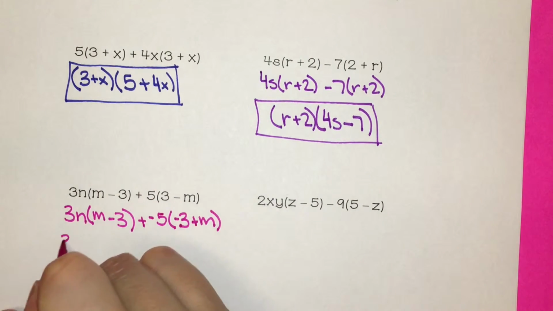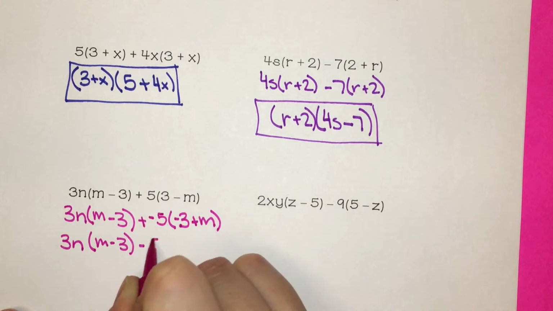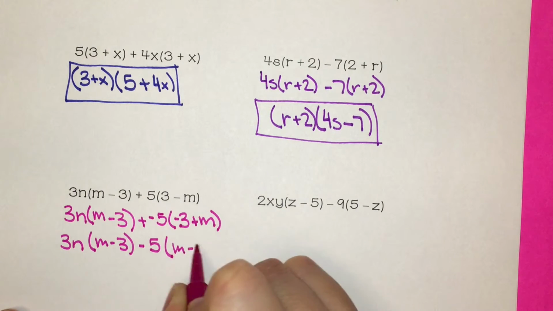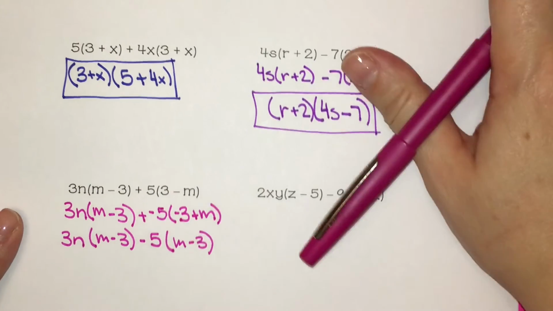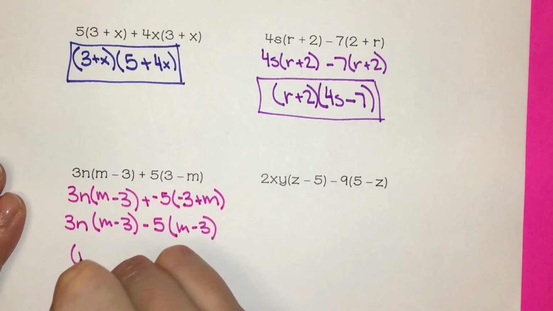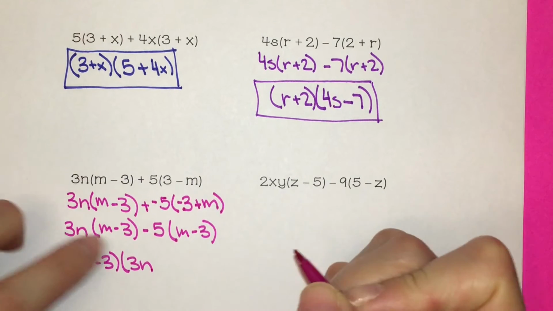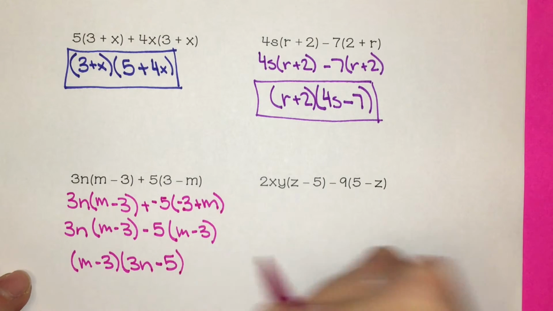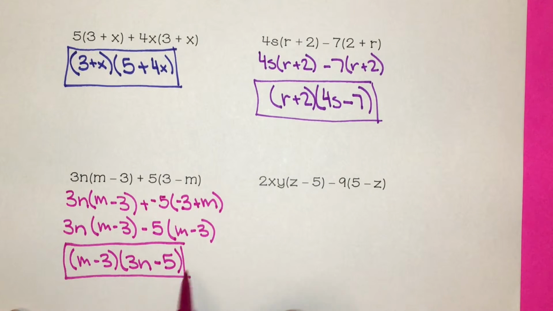I'm just going to rewrite this. 3n times m minus 3, well, plus negative 5 is just minus 5, times my m is positive and my 3 is negative, so minus 3. So now we have an m minus 3 in both of them. So that's what I can factor out. M minus 3, and what I'm left with, 3n minus 5. All right, that is completely factored. I'm just going to do one more so you get that idea.